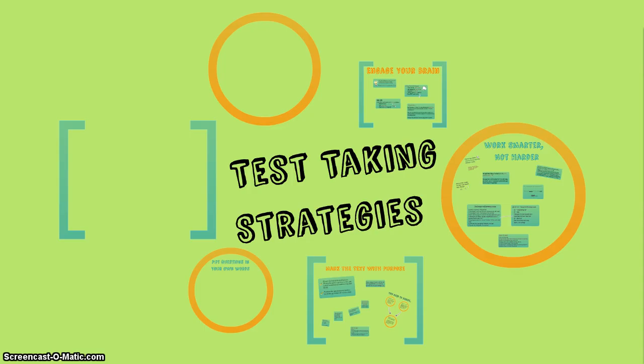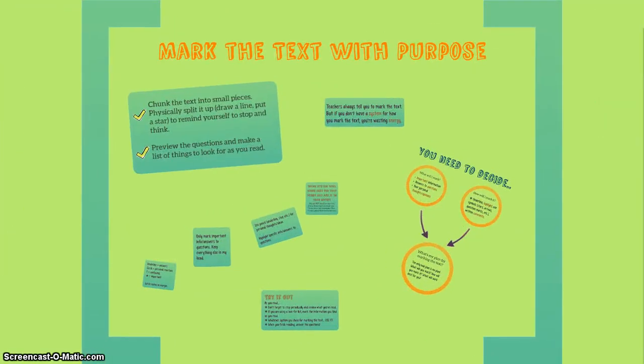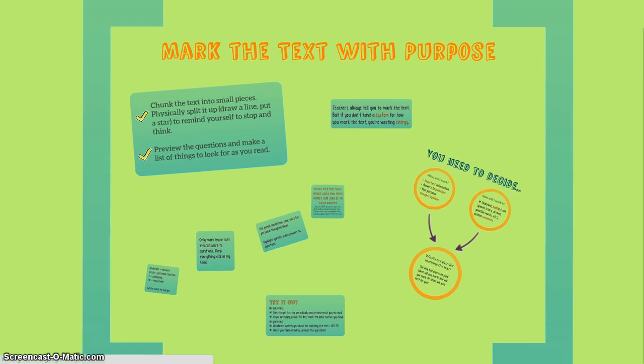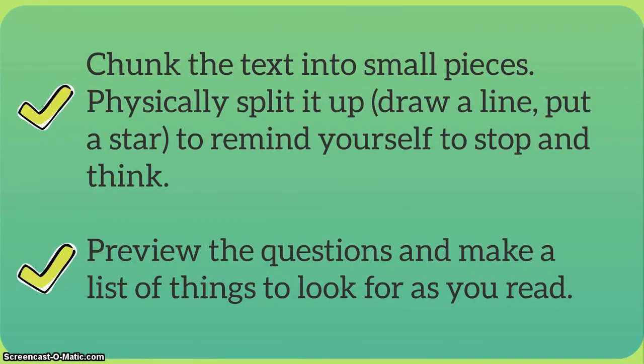Once you have those things in front of you, let's take a second and review the things that we've talked about so far. In the last two videos, we've talked about two different tips that you might want to use in the text today. One thing we said was that oftentimes it can be helpful to chunk a large text into smaller pieces, to physically split it up and separate it every couple of paragraphs, as a reminder to yourself to stop and think about what you're reading.